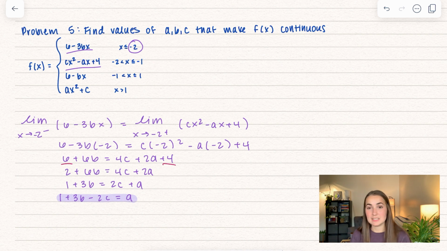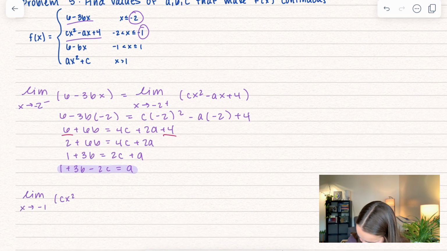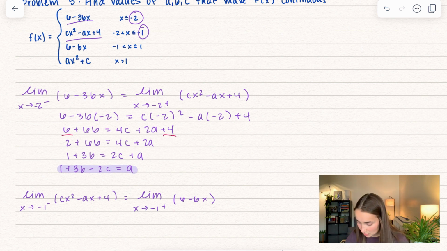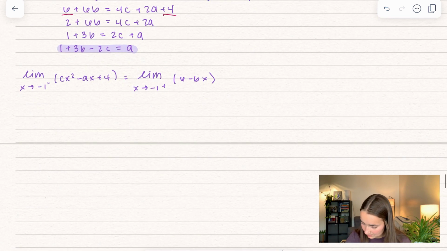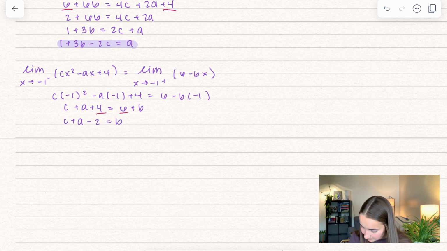Now I have to do the same thing for the next pair. And the next pair is going to be at negative 1. I'm going to go ahead and write that out. And now I can use direct substitution to solve that x value. I'm going to go ahead and simplify. Now I'm going to go ahead and combine like terms. It looks like, again, we just have constants. So I'm going to subtract over the 6, so I get c plus a minus 2 is equal to b.